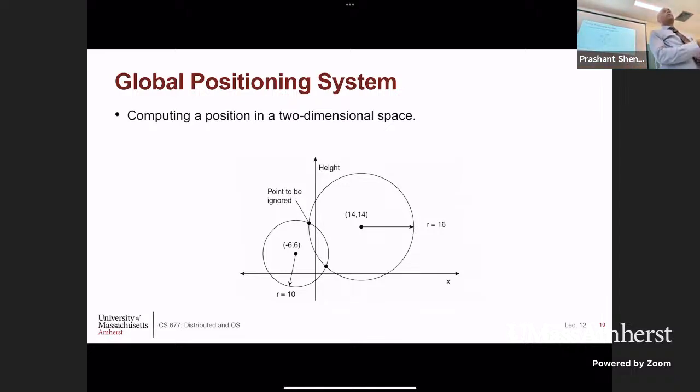For just a second, assume that some receiver on the ground has figured out that it is at a distance d from some satellite. Okay, just for a second, we'll see how to get that d later. If I know that I'm at a distance d from a satellite, what does it tell me?